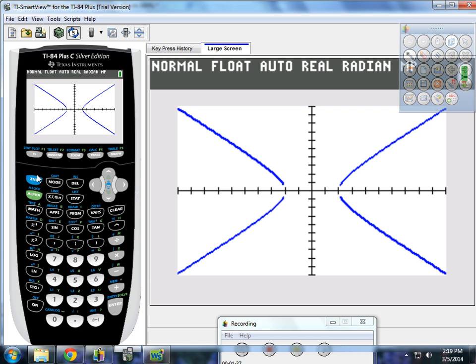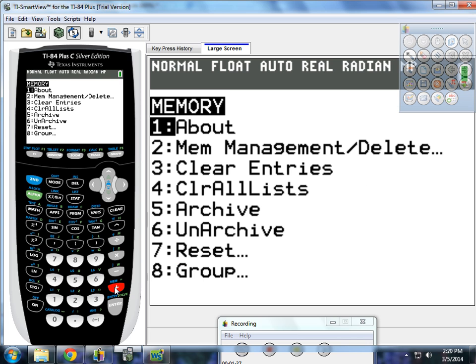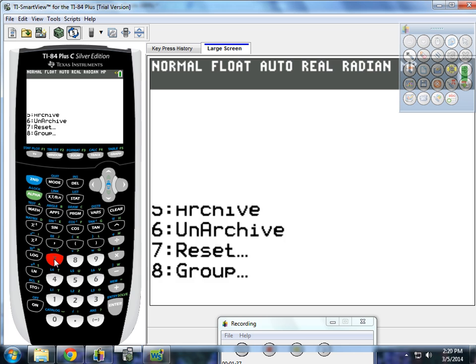We are going to press the second button up here. Then down here, right above the plus, there's a little blue MEM. That's what I'm trying to get to, the memory menu. So we'll press plus, and you should have a menu that looks like this. What we want to do is reset. Look at option 7 down here. You can either press 7 or arrow down to 7, it doesn't matter. I'm just going to press 7.